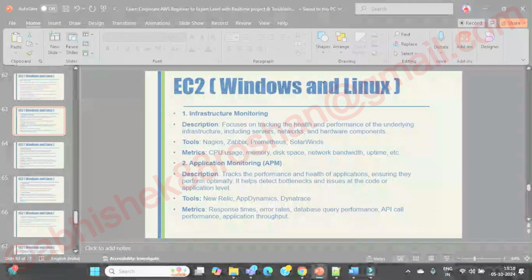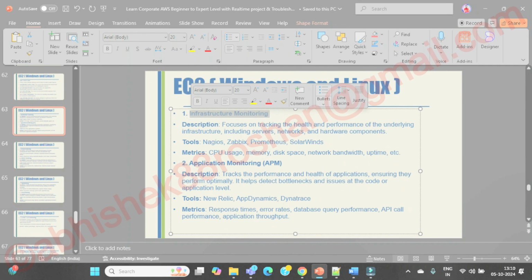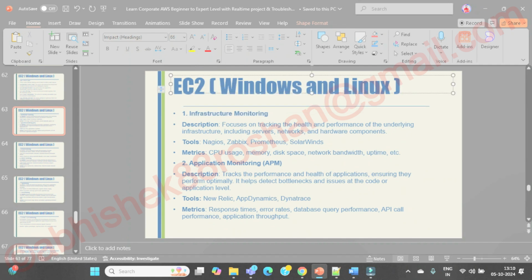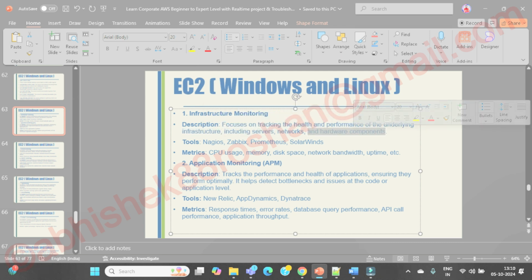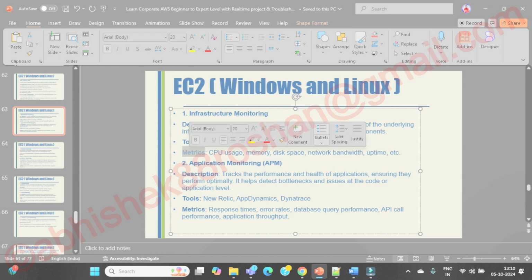So, as you see here, there is something called infrastructure monitoring, guys. Infrastructure monitoring is mainly going to focus on your infrastructure. Your servers will be there, your networks will be there, your hardware will be there, so you have to keep monitoring all these things. Whenever I say metrics monitoring, metrics could be for this infrastructure monitoring. Metrics are nothing but some of the components of that particular monitoring, guys.